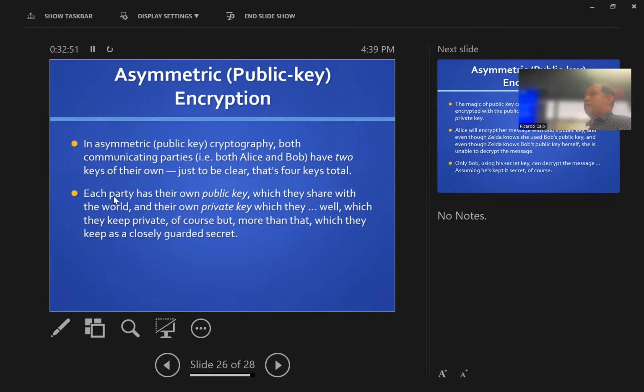So in asymmetric or public key cryptography, both communicating parties, i.e. Bob and Alice, have two keys of their own. Okay? Just to be clear, that's 4 keys total. Right? So this is what I was saying. Now, you've been doing your assignments with a partner. You had a plain text and a cipher, and then you had what? You had a secret key, and then the algorithms. Now, each of you is going to have your own public and private key that you have to learn when you need to use it. Plus, there will be a secret key, plus the algorithm.